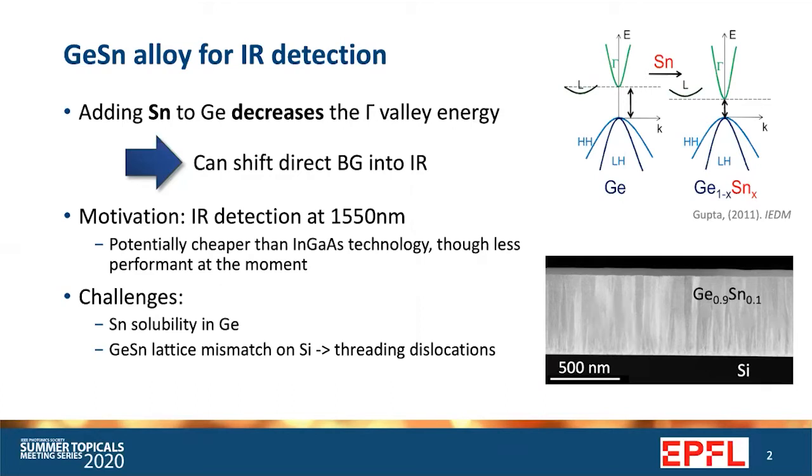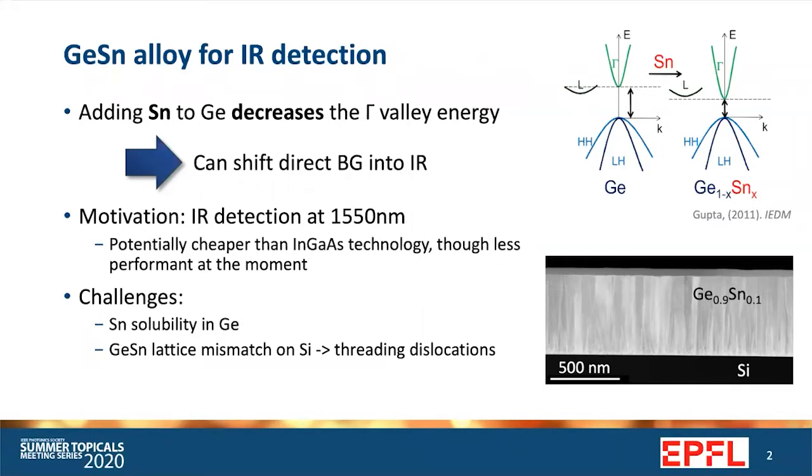And this is of interest because we can strongly enhance the absorption of this alloy at 1.55 micrometers, which is a wavelength of interest for telecommunications. In particular, germanium tin can be grown monolithically on silicon, so it can be much cheaper compared to the commercial indium gallium arsenide technology, which is nowadays the most performant material. However, germanium tin at the moment does not perform as well as indium gallium arsenide.